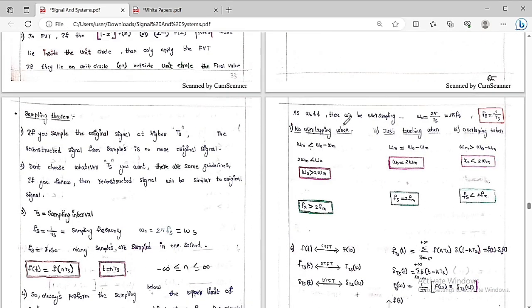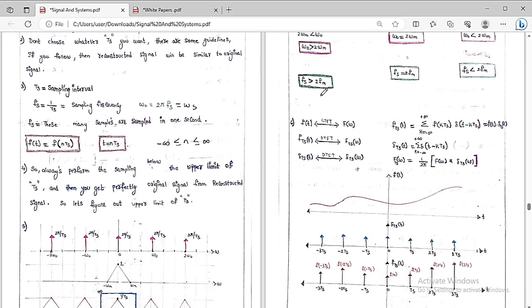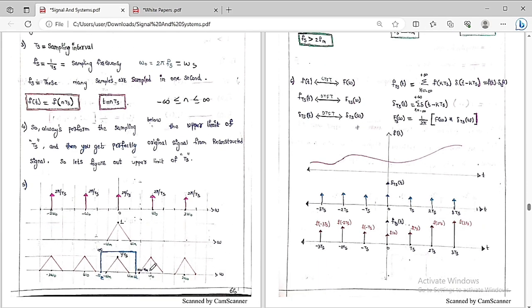So as omega naught decreases, there will be overlapping. We can say overlapping, or we can also say oversampling. So what is omega naught? 2 pi by Ts. So 1 by Ts is nothing but Fs. So omega naught is 2 pi Fs, and Fs is nothing but 1 by Ts. I have already told you. See, what is the condition for no overlapping? What is the condition for no overlapping?